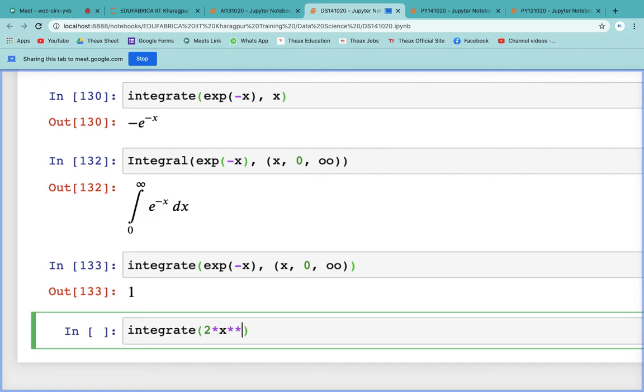2x cube. Okay, 2x cube multiplied by the log of x square plus 1. Question: integrate 2x cube multiplied by log of x square plus 1. Any good results? Yeah, answer quick.